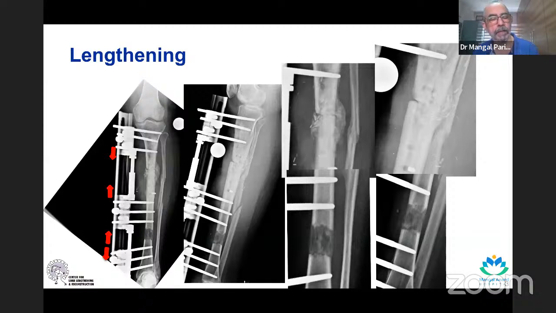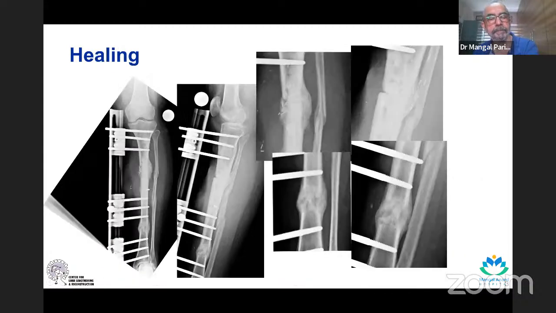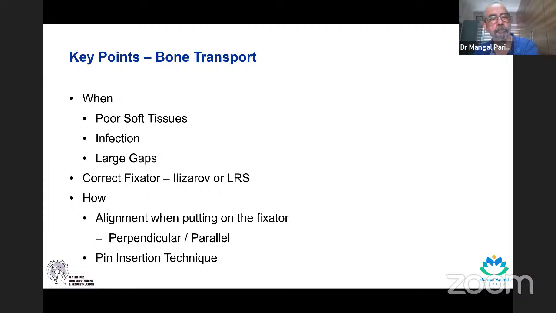So here, as we lengthen it, you'll see that the fibula is now coming out to length. And once the fibula has come out to length, then I can confirm it by doing a full length X-ray. So during this lengthening, this part remains under compression, and that has healed off well. Regenerate also fills up well.